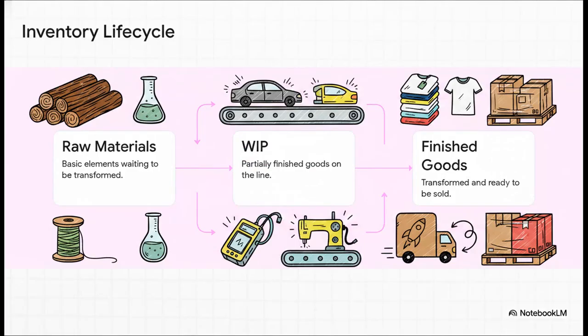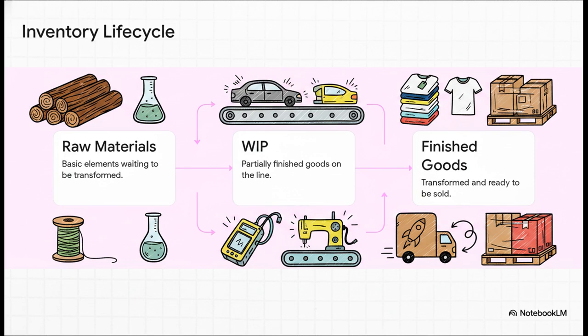Because of that complex transformation, a manufacturer can't just rely on one simple inventory account. They actually have to track a logical three-step life cycle. First up, raw materials. These are the basic ingredients sitting in the corner that haven't been touched yet. Second is work in progress, or WIP. This is the inventory currently moving down the assembly line.